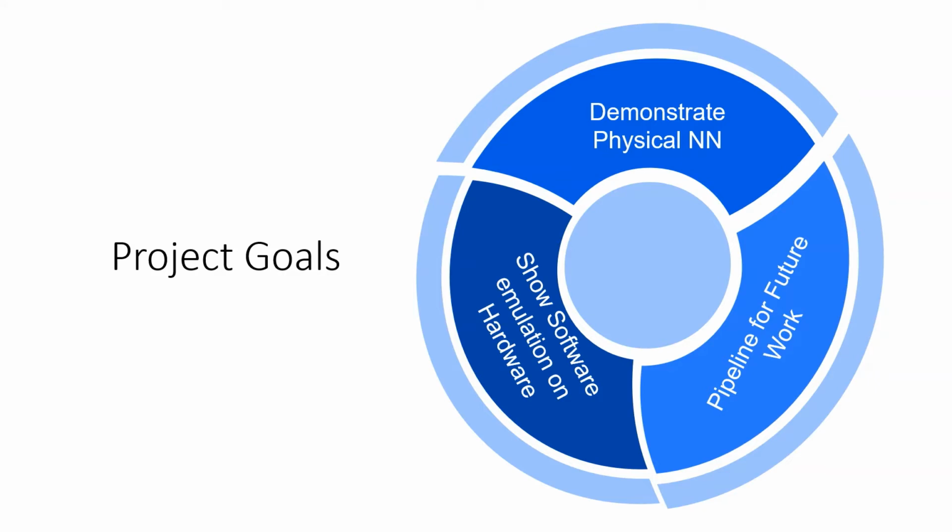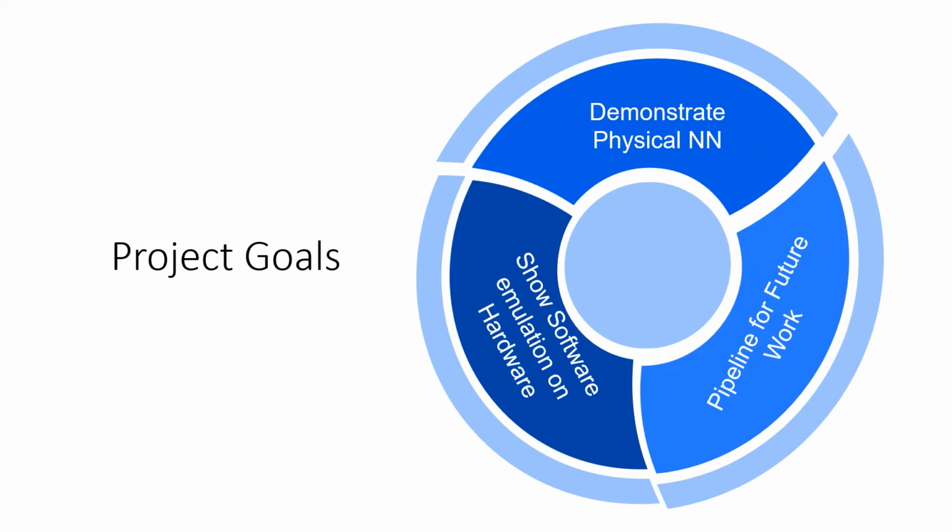Our second goal was to show that software emulation can be done on hardware, because with our project, we were demonstrating that if you implement a neural network physically, you could still have the same accuracy and efficiency in identifying objects in different datasets, such as the CIFAR10 and the MNIST dataset.